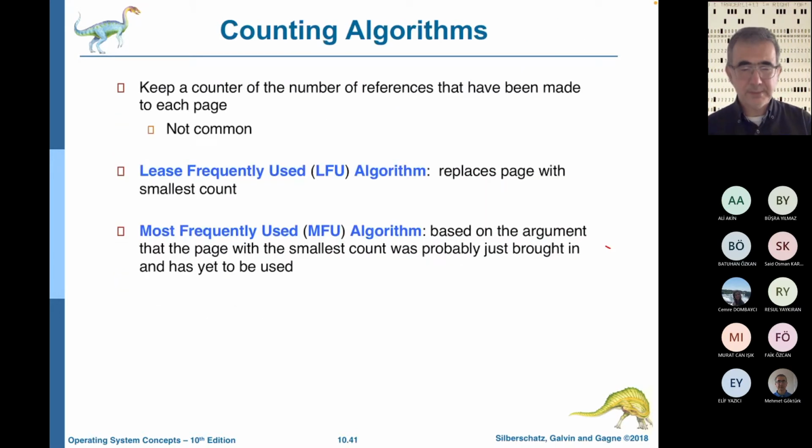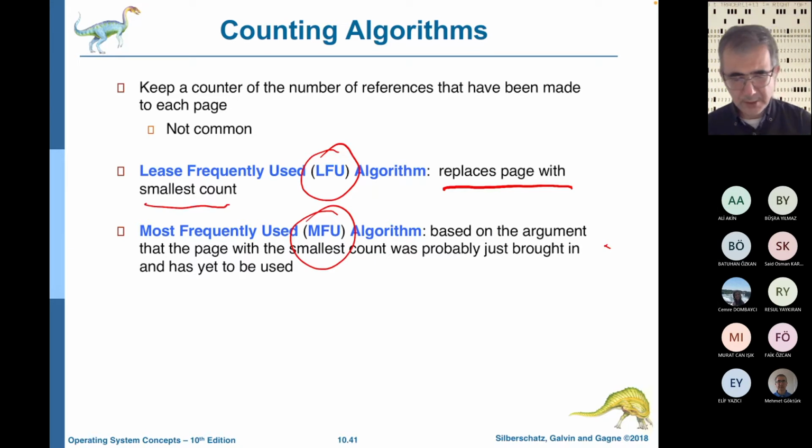Counting algorithms are binary or regular counting algorithms. Those algorithms have two different approaches. One of them is the least frequently used algorithm. The other one is the most frequently used algorithm. The least frequently used algorithm replaces the page with the smallest count. So how many times a page is used is counted. If the page is used a lot, its counter number is big, and the algorithm finds the victim with the smallest number.